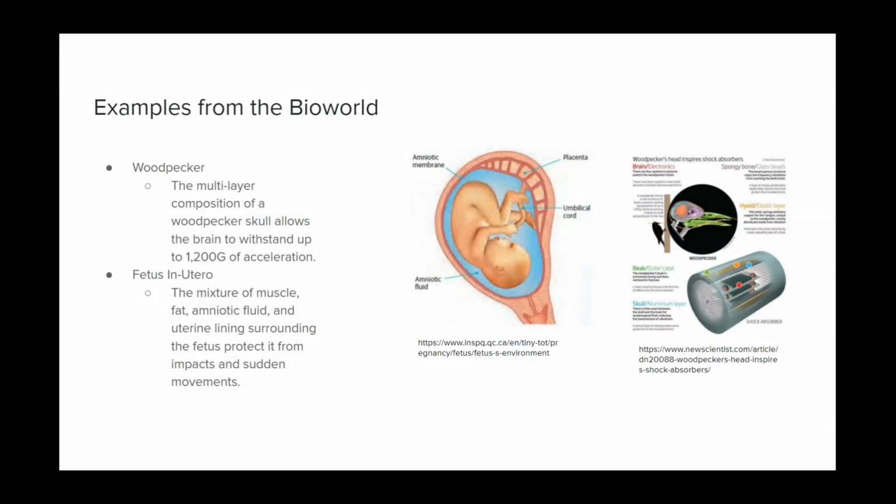And then with the fetus in utero, as you can see, it's also a multi-layered design that uses muscle, fat, amniotic fluid, and uterine lining as its multiple layers to provide impact protection to a fetus as it's gestating.